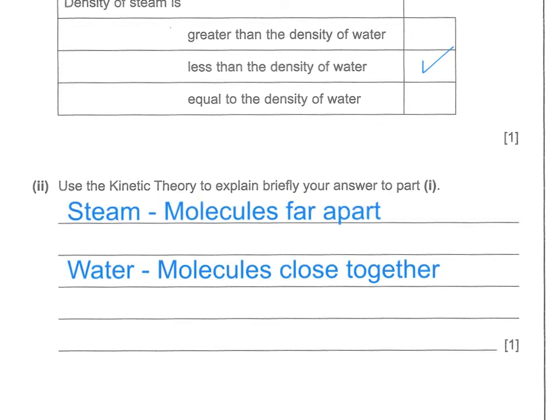And they are quite keen on you using terms like molecules. In the case of water, it is a molecule. Remember, it's H2O. Rather than specifically just talking about particles. So in this case we would want to say molecules far apart in steam and close together in water.